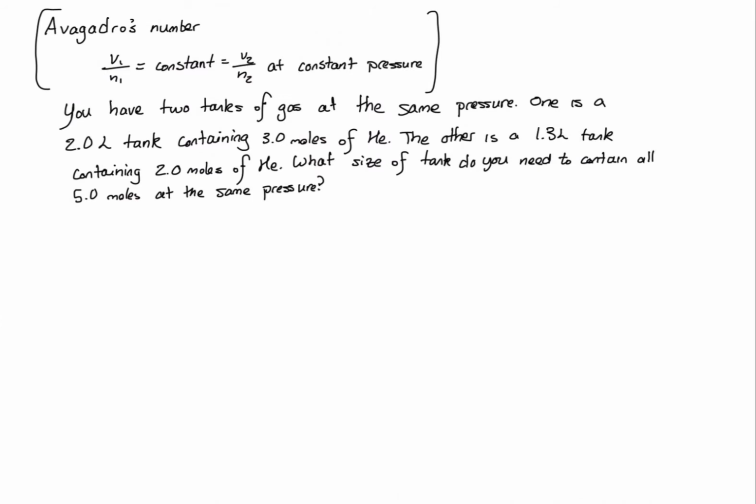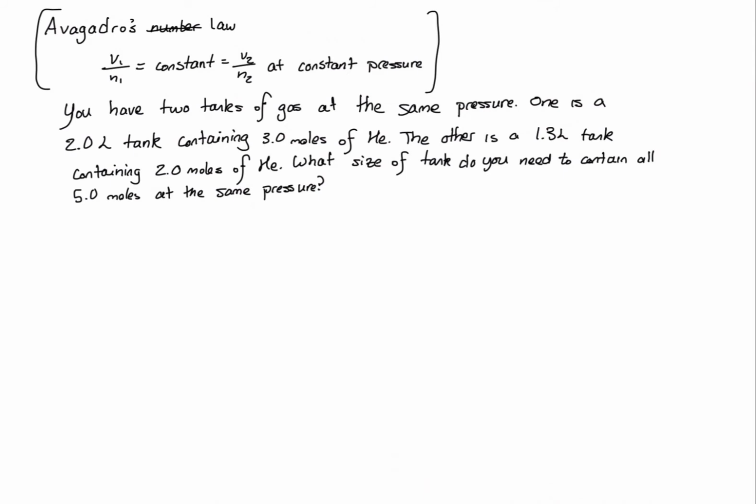Next, we're going to use Avogadro's law. I wrote Avogadro's number, but that's something else. So Avogadro's law states that V1 over N1 is a constant, and that means that it will equal V2 over N2, as long as both containers are at constant pressure. N is moles, as you should know from the ideal gas law or from anywhere else you've used it. So let's solve this problem.